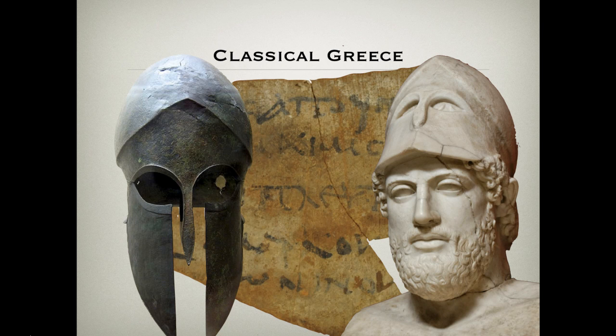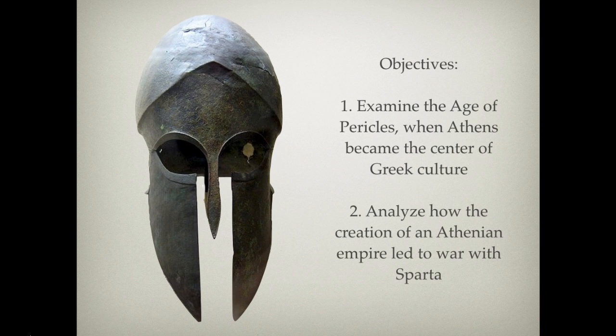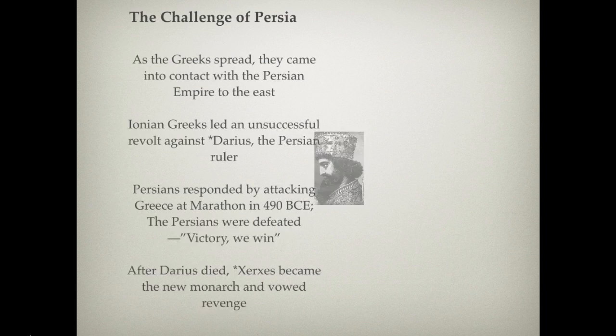Classical Greece. The objectives are: 1. Examine the age of Pericles, when Athens became the center of Greek culture. And 2, analyze how the creation of an Athenian empire led to war with Sparta.